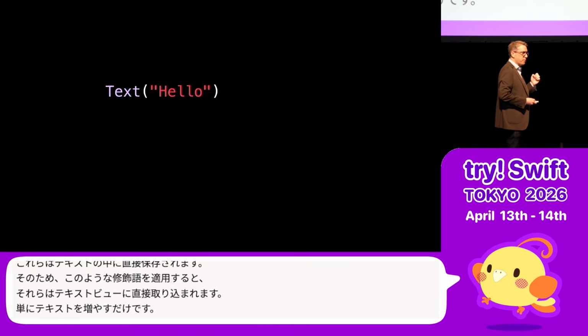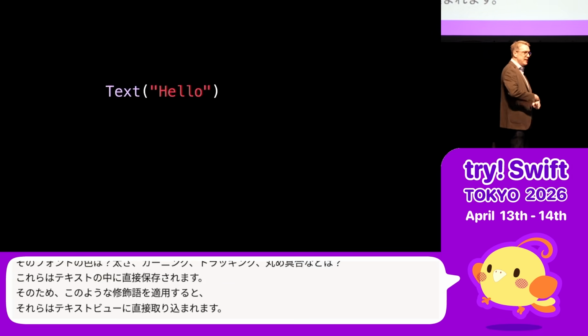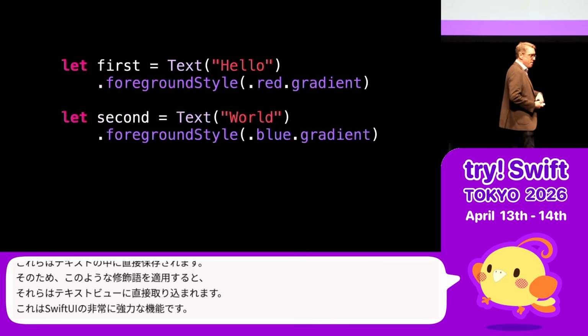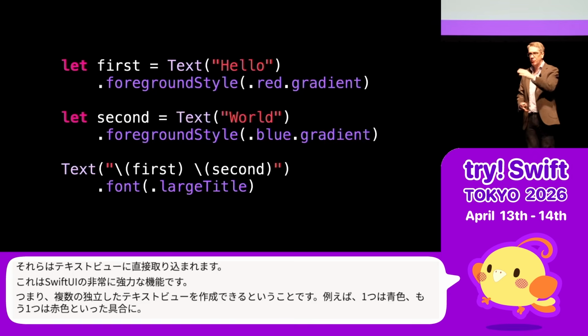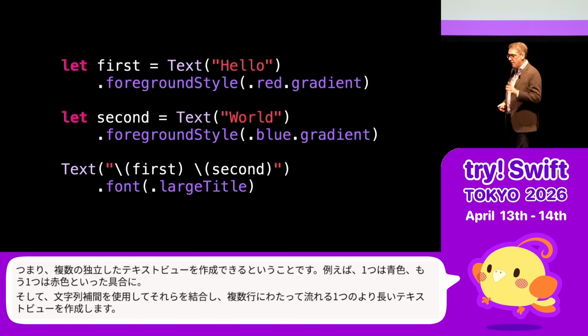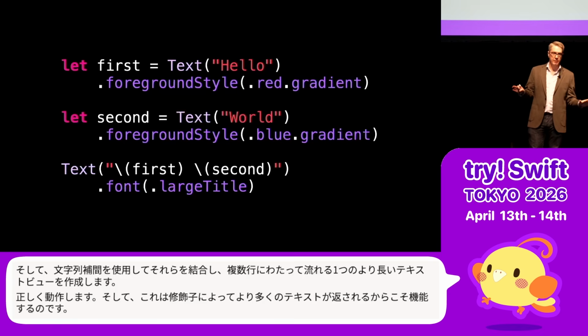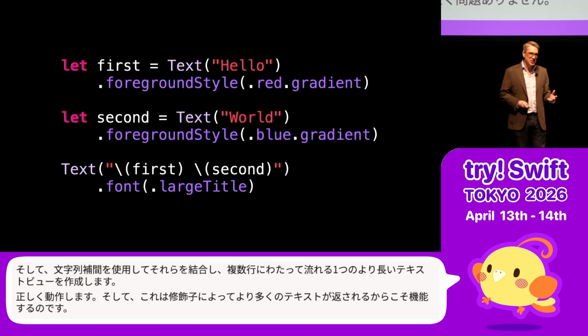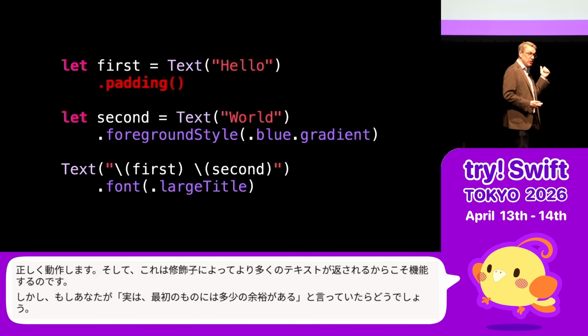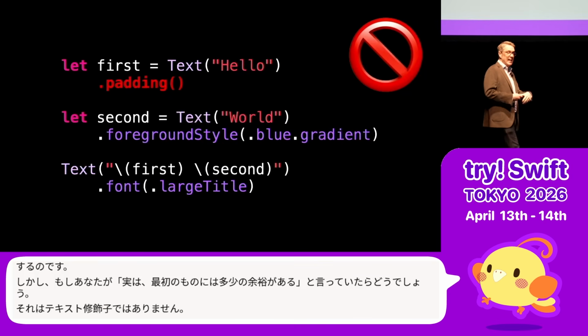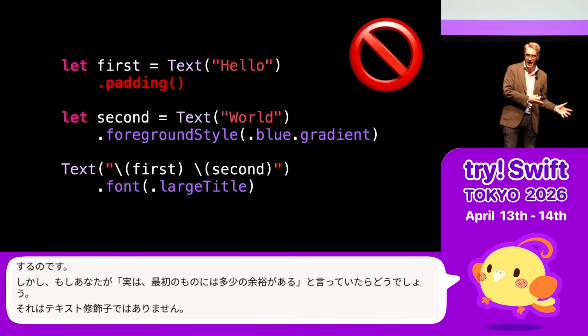And this is such a powerful feature of SwiftUI. It means you can make multiple independent text views, maybe one blue, one red, and then use string interpolation to combine them together into one longer text view that flows across lines correctly. This only works because those modifiers return more text, and you can combine one text with another text just fine. However, if you had said this first one has some padding, that's not a text modifier, that returns some view, and that code will not work. You cannot interpolate some kind of view with some text.